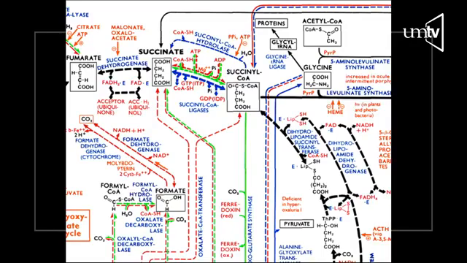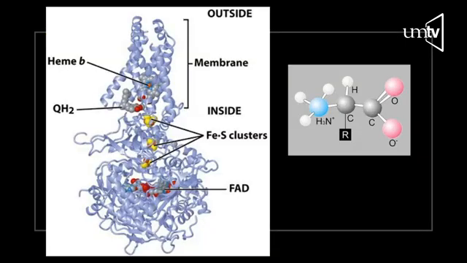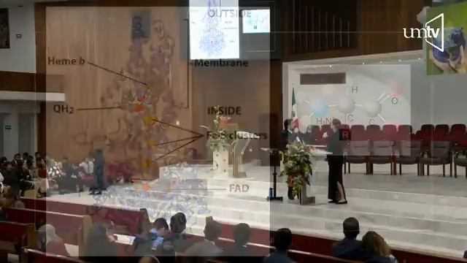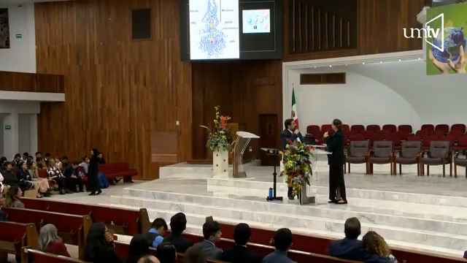And all these things in blue are giant proteins. I'm going to zoom in on one of them. This one is called succinate dehydrogenase. And you can see it's very complicated. It has a heme, the same as my proteins that I study. It also has a FAD cofactor. And it's got iron sulfide clusters.